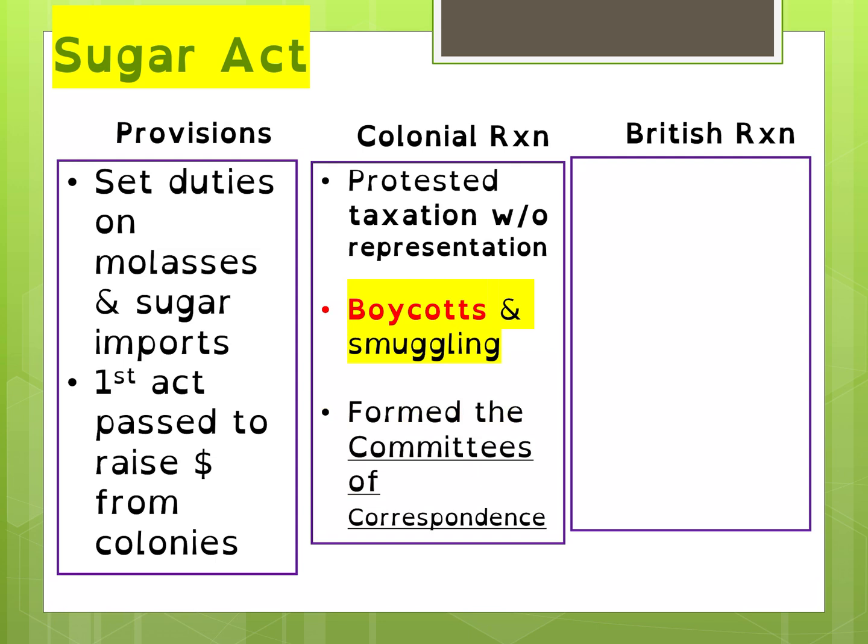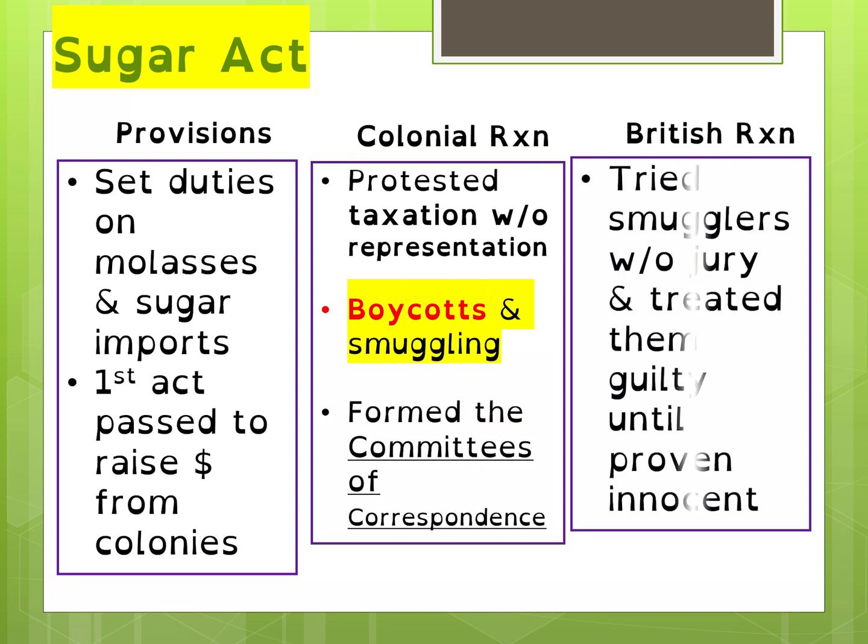Different patriots within the colonies are going to be publishing letters and editorials and pamphlets and posters, and they're going to be circulating that literature throughout the colonies, trying to get support for the boycotts and smuggling, and trying to get some other colonists to join in on their protests.